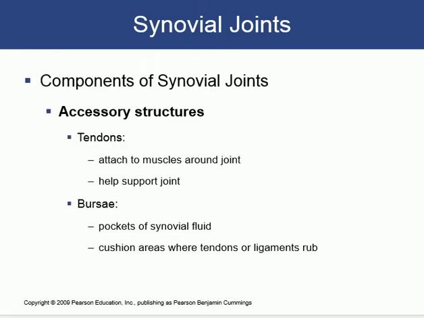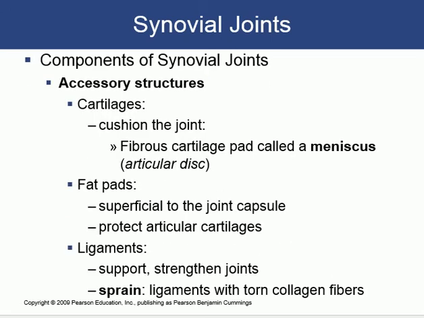So you have tendons, cartilage, we talked about it. There's articular cartilage, and there is another type of cartilage called meniscus. There is a fat pad to absorb shock, ligaments to stabilize the joint and make it stronger.